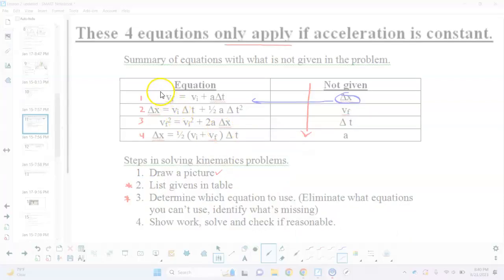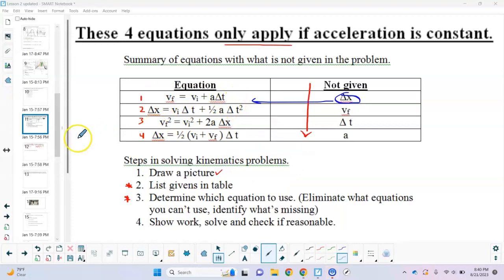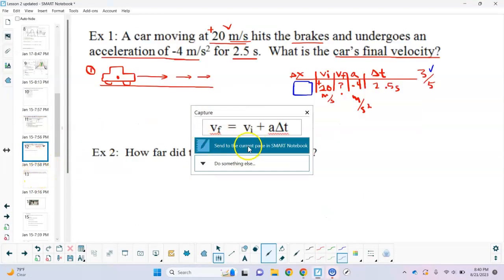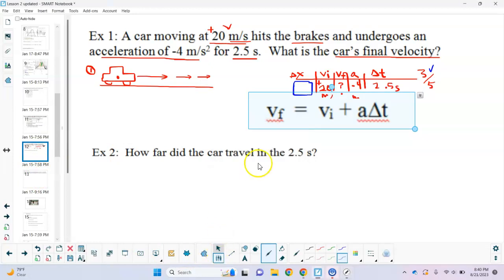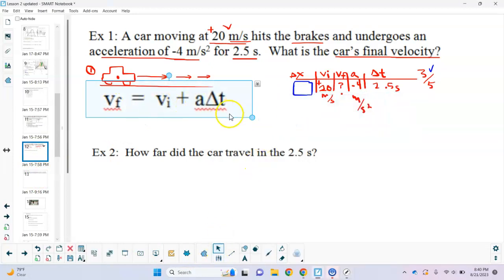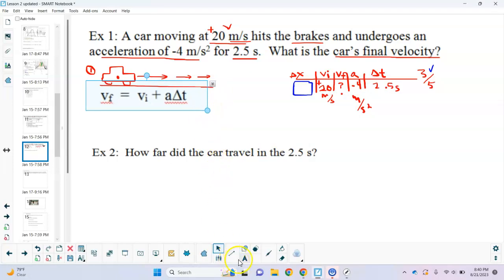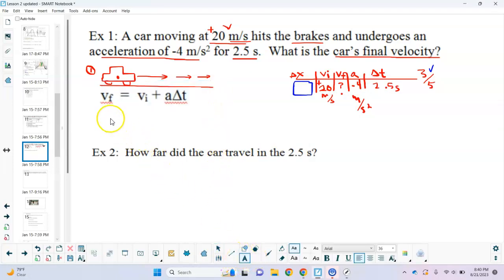All right, so I'm going to just take a picture of that equation, and I'm going to send it to this page, and I'm going to use that equation. So I have that equation all set up to use, and I'm going to solve. So I'm going to plug in, and I'm going to type out my expression, just because typing is probably better for you guys to read it. So it's VF, sorry if there's a little subscript errors or whatever, but VF equals 20 plus negative 4 times 2.5.